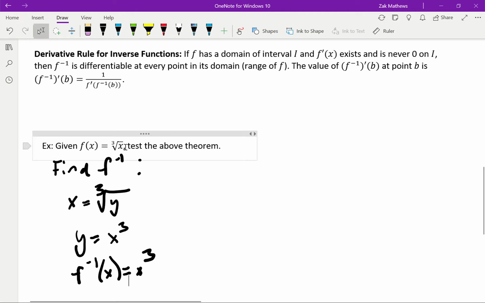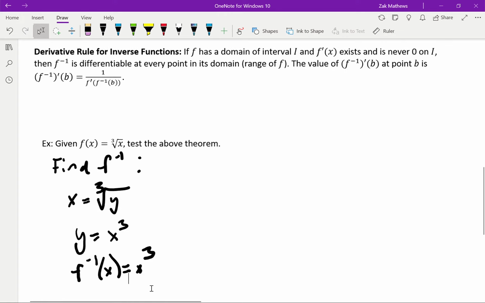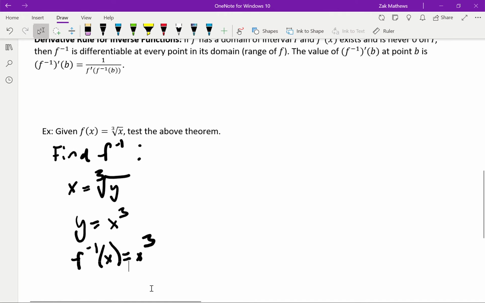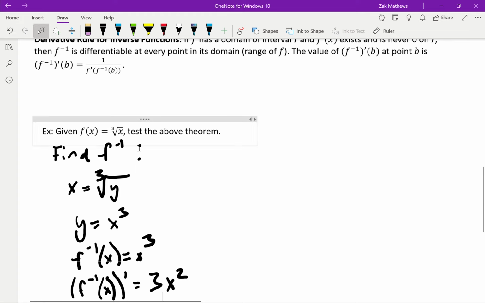And again, we know that roots and exponents should kind of undo each other. If I want to know the derivative of this thing, well, now that we have the function itself, we can take the derivative of x cubed. We know what that is, and that is 3x squared. So because this was a relatively simple function, we were able to easily find its inverse and then take its derivative, the old-fashioned way, right? Now let's use our new theorem.